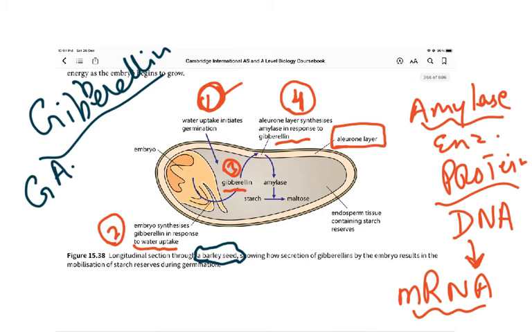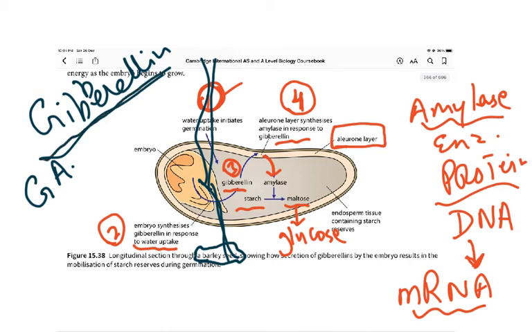Of course, what happens to the amylase? The amylase is going to come into the endosperm, convert the starch to maltose, maltose to glucose, glucose is going to be respired, and the radicle is going to grow down, and the plumule is going to grow up, and the little seedling is going to start growing. But what we need to understand is, how does gibberellin result in the formation of amylase? So we've got to now correlate this and understand how this happens.